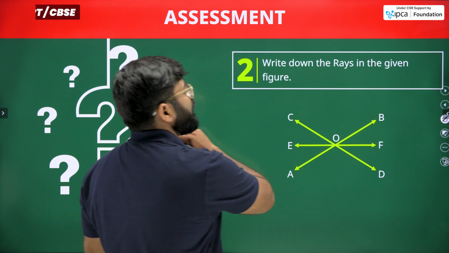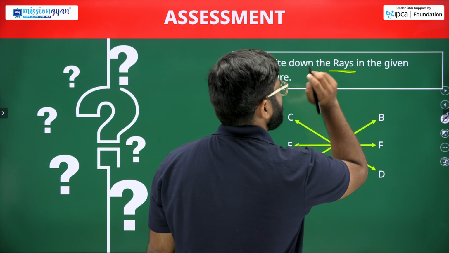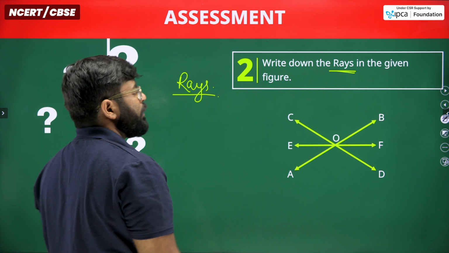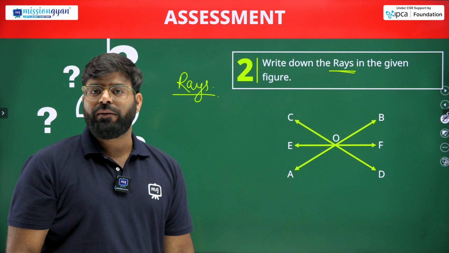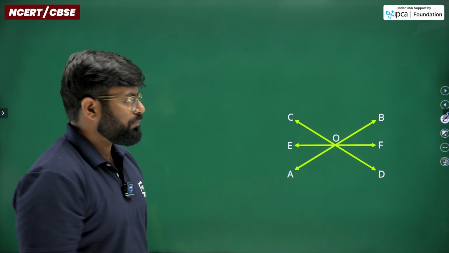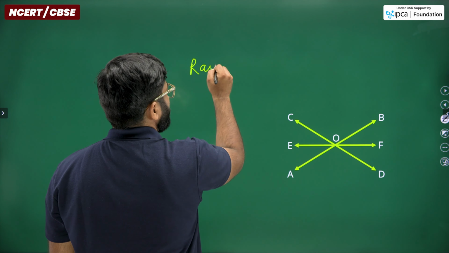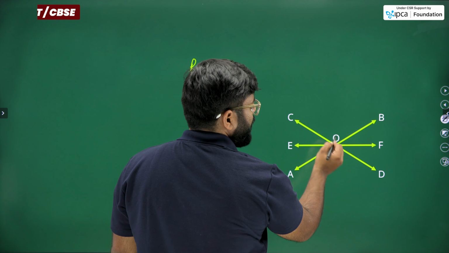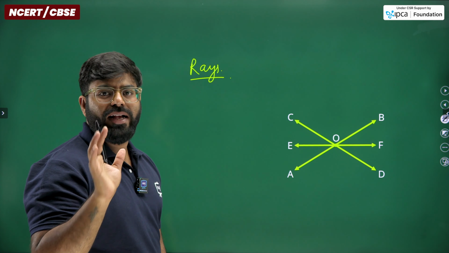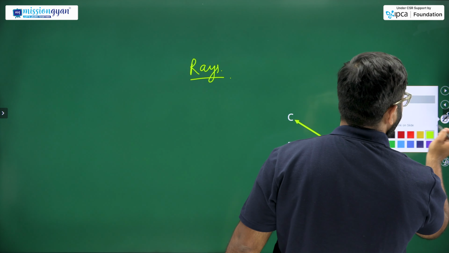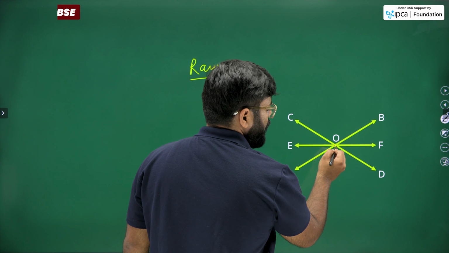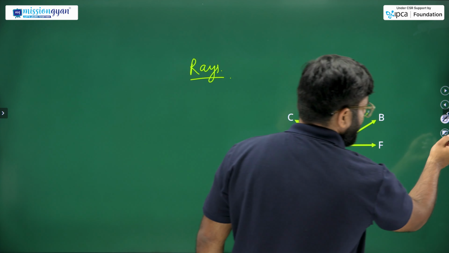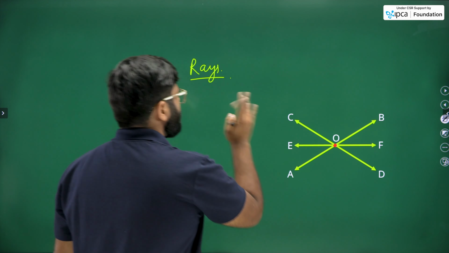The second assessment is saying, write down the rays in the given figure. Now you have to name the rays. And what are the rays? We know that a ray has one endpoint. So let's check on the screen. We will write down the names of rays. Let's take O as the endpoint. If it is not visible, I'll mark it with another color. So now is it visible? Can we say O is the endpoint? If yes, then let's write down the names of rays.